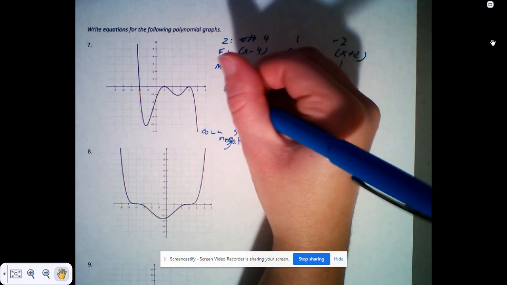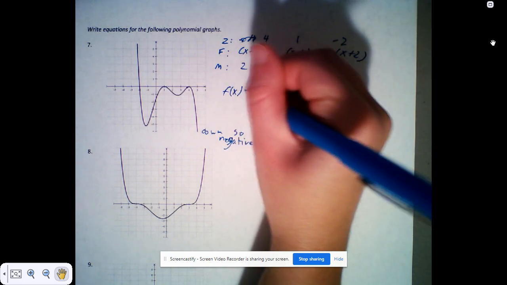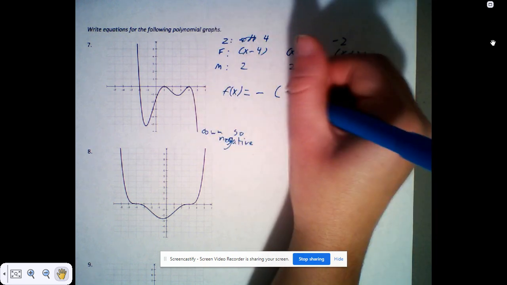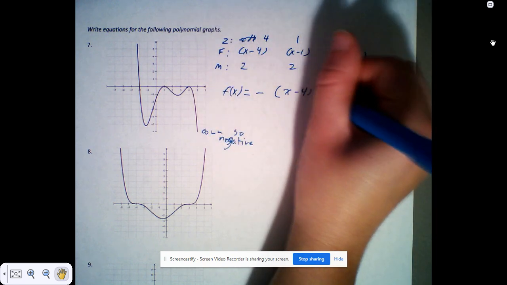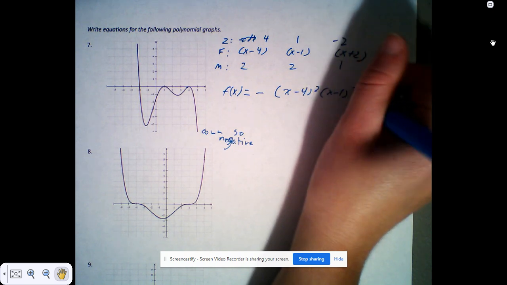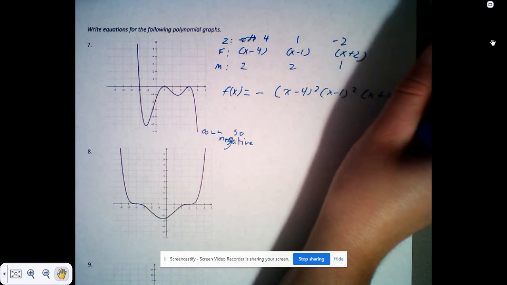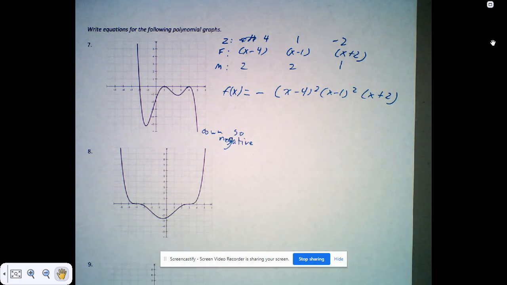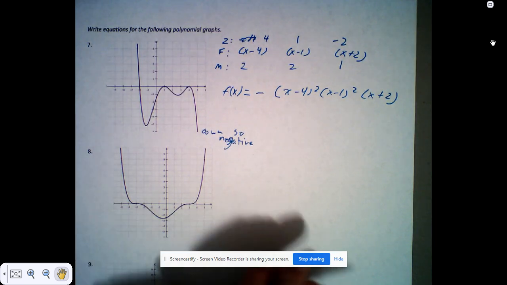So my equation is going to be f of x equals negative, so the right arm points down, x minus 4 squared, x minus 1 squared, x plus 2. You're going to leave it in factored form because I obviously don't want you to be multiplying out 5 different sets of parentheses. That would be a lot of distributing.